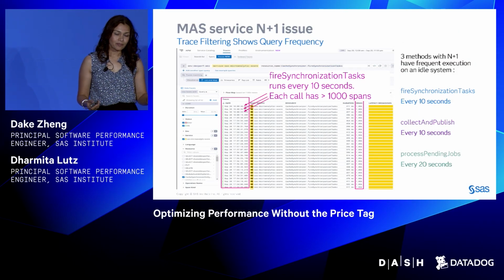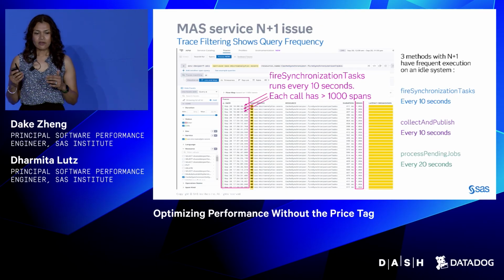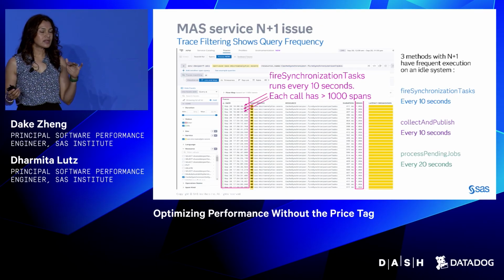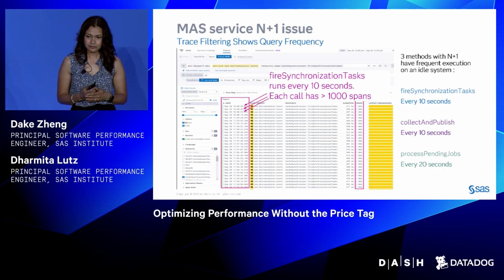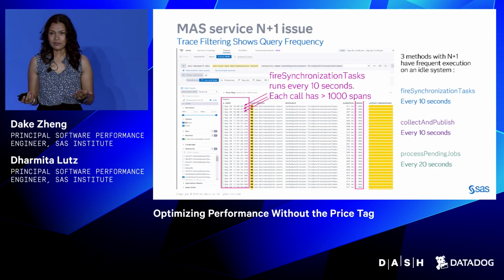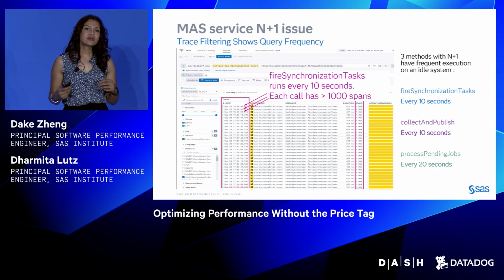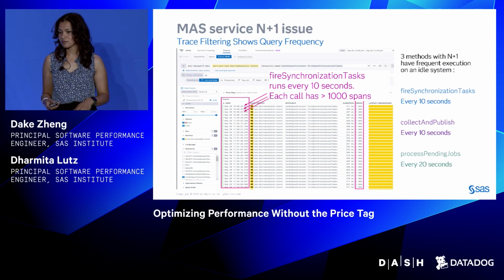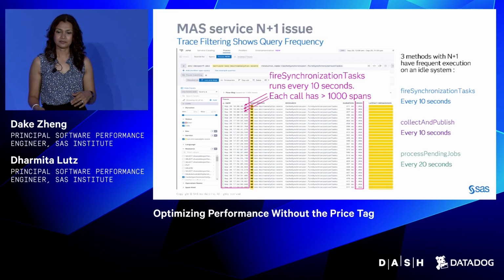Further compounding the problem, in this Trace Explorer view, we were able to see the sheer frequency at which this call was executing. The fire synchronization tasks method was running every 10 seconds, and each call had over 1,000 spans. When we looked closer at the service, we found 2 other methods that were also exhibiting the same N+1 issue: the collect and publish and the process pending jobs. They were also running every 10 or 20 seconds.